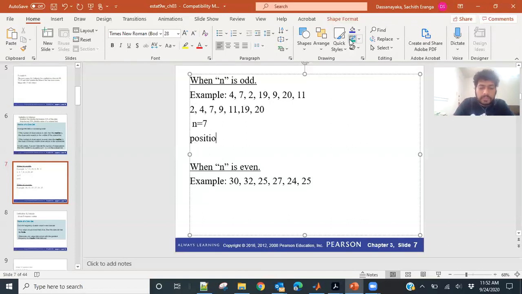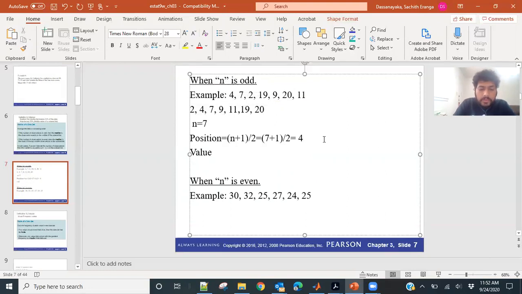So position equals (n plus 1) divided by 2. Here n is 7, so 7 plus 1 is 8, divided by 2 is 4. So it is the fourth position. Now you can count 1, 2, 3, 4. What is the value in the fourth position? It is 9.